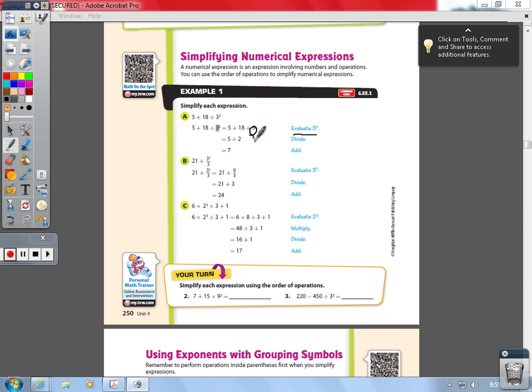So then we need to divide in 5 plus 18 divided by 9. So 18 divided by 9 is 2. 5 plus 2 is 7.